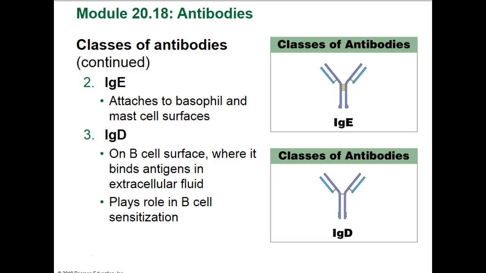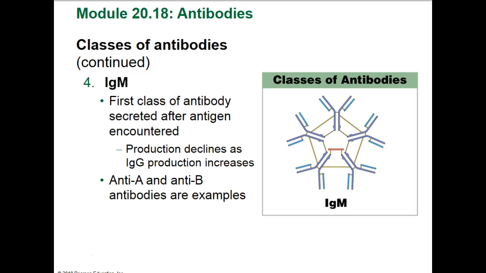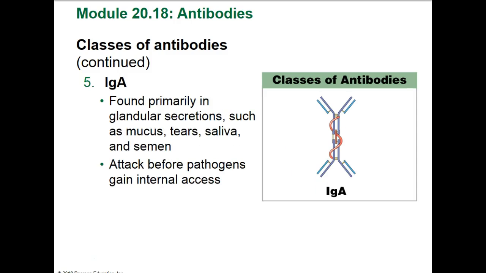IgD, this is on B cells where it binds antigens and extracellular fluid. It plays a role in B cell sensitization. IgM, this is the first class of antibodies that are secreted after antigens are encountered. Production declines as IgG production increases. Okay, so this is always the first one, and then IgG takes over. And by the way, anti-A and anti-B, which are the antibodies formed against blood type antigens, are IgM antibodies. And then IgA, these are found in glandular secretions, mucus, tears, saliva, semen. They attack before the pathogens even gain internal access.